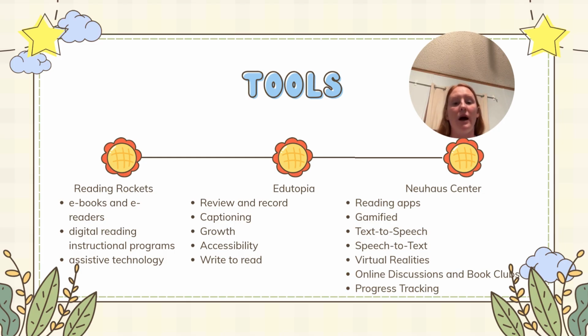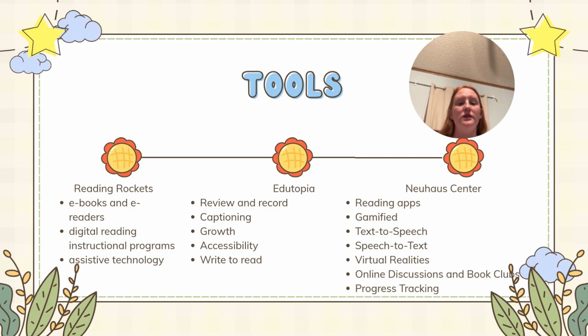Edutopia talked about the opportunity to review and record the sessions. That captioning should be available for students to be able to utilize. There should be something that shows student growth. There should be accessibility and the idea of assistive technology available to students. And these technologies in a literacy classroom can help students learn to read through writing.